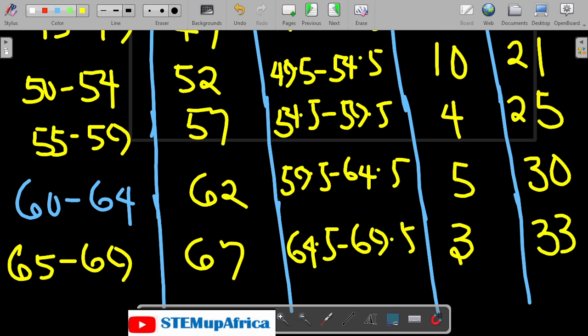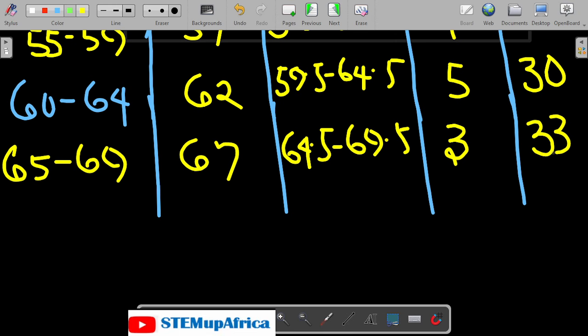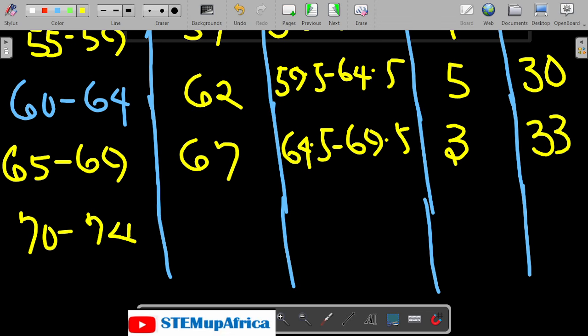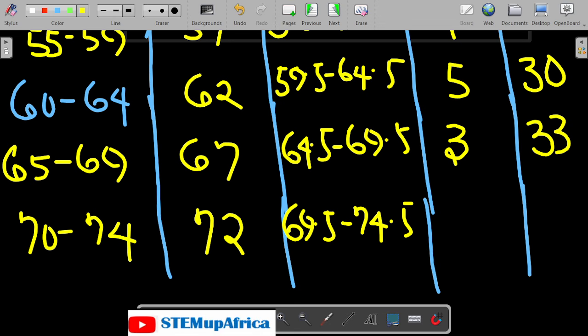And lastly, we have the last one. We have 70 to 74, class mark 72. Here is now 69.5 to 74.5. Here is 2, cumulative frequency is 35. So this is how to construct your cumulative frequency table.